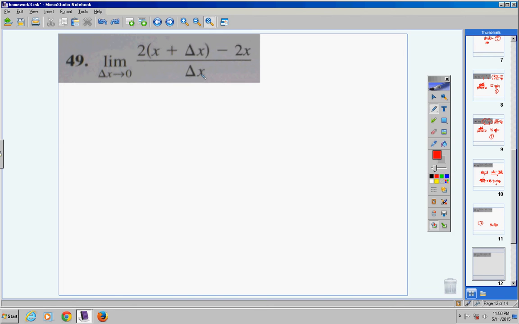Now, the first thing I think to do is if I take this 2 and multiply it through, I will get 2x plus 2 delta x minus 2x all over delta x. See how I did that? Now why would I do that? Because I can see now my 2x will cancel with my negative 2x. And I'm left with 2 delta x over delta x. Now, these would also cancel, leaving you with 2 over 1, or just 2.